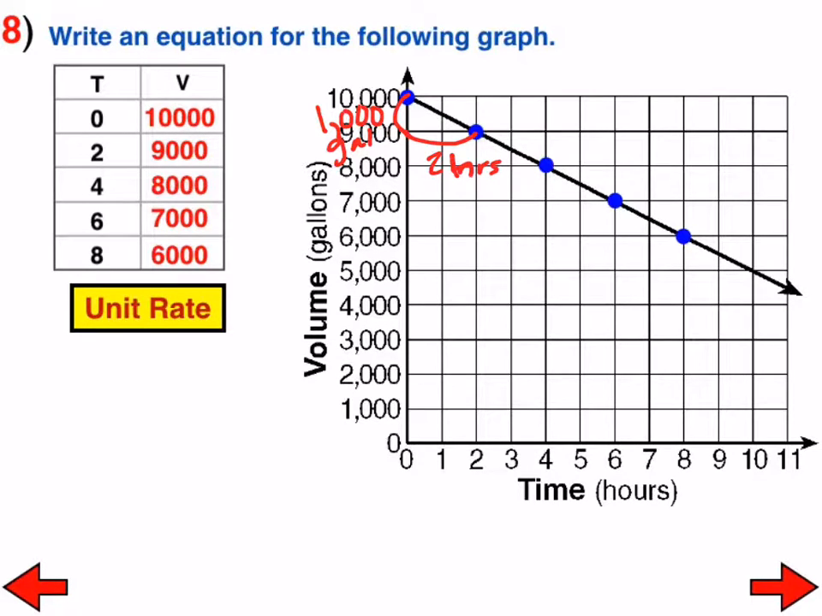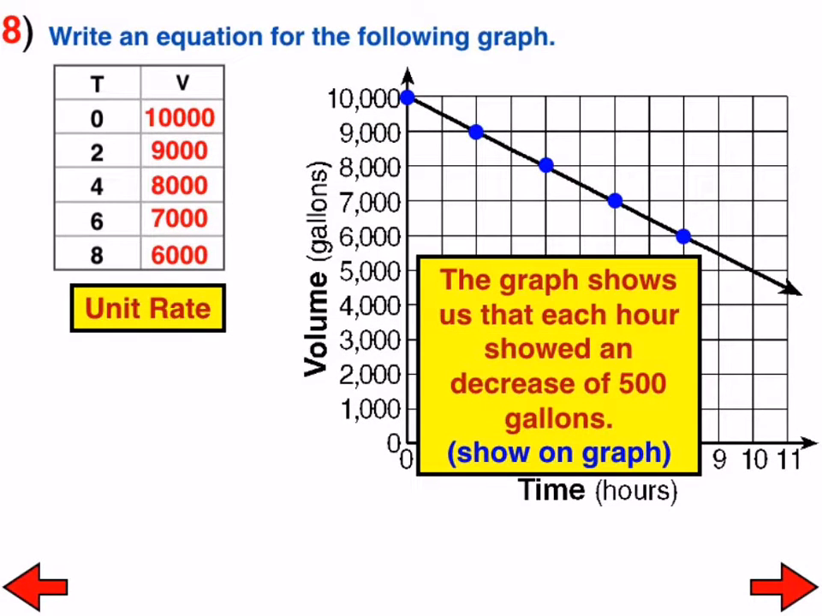That means the unit rate is actually negative 500, not a negative 1,000. So you have to be careful with that. Once again, here is a drop of 1,000 gallons, and it took 2 hours, and so on. And so what that means is that our unit rate is actually negative 500 gallons per hour.